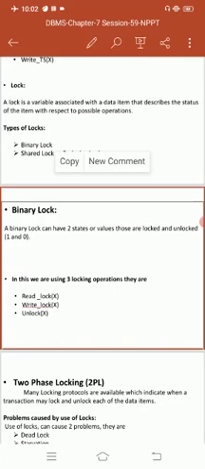Okay, that method is known as shared lock. Fine. So shared lock has three operations: read lock, write lock, and unlock.